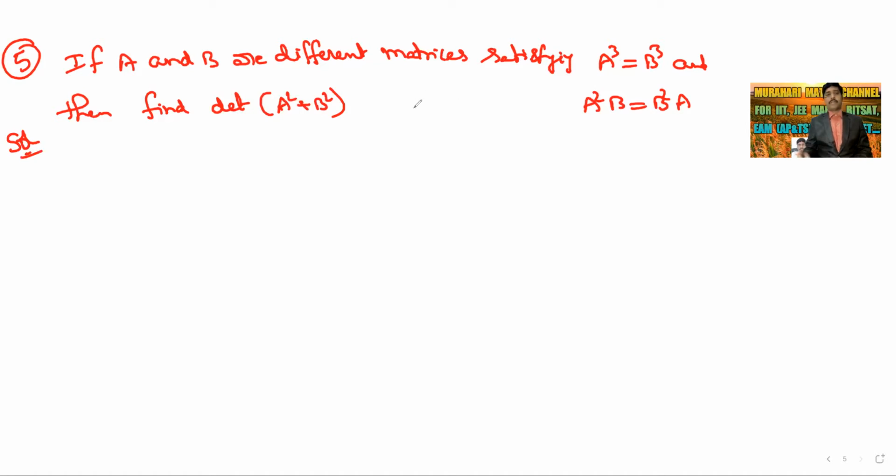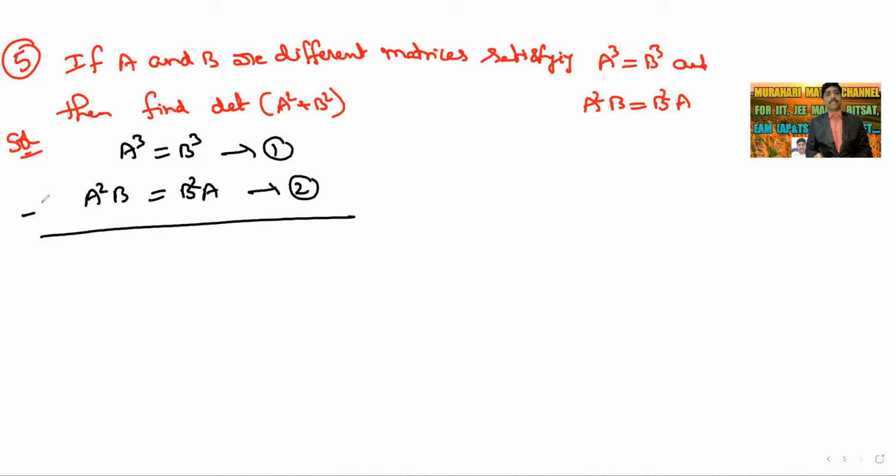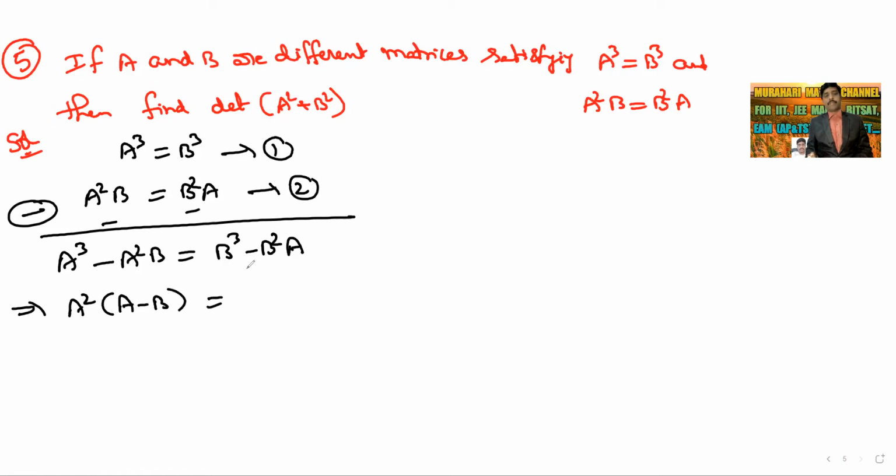So what is given? Two conditions are given. A cube is equal to B cube. Let us take this as equation 1. The second condition, A square B is equal to B square A. This is the second equation. Okay, so let us do subtraction. A cube minus A square B is equal to B cube minus B square A. Take A square out common from the left, A minus B. On the right, take B square out common, this is also A minus B.